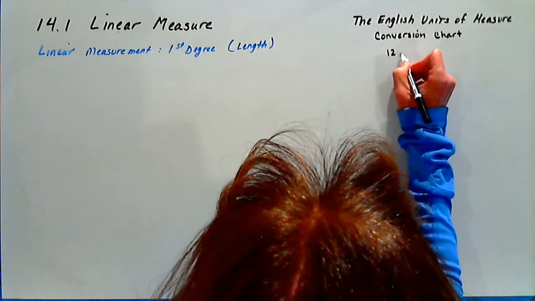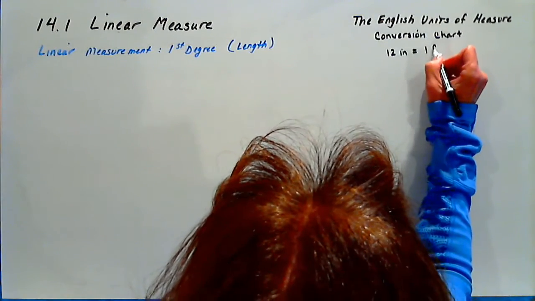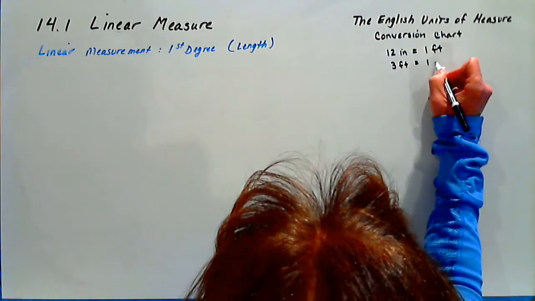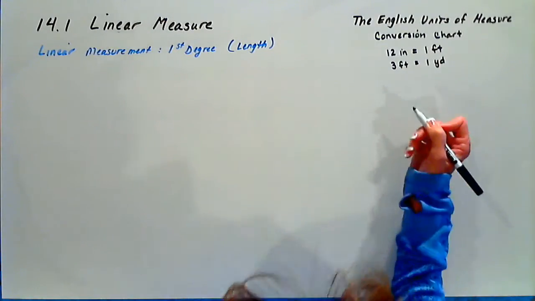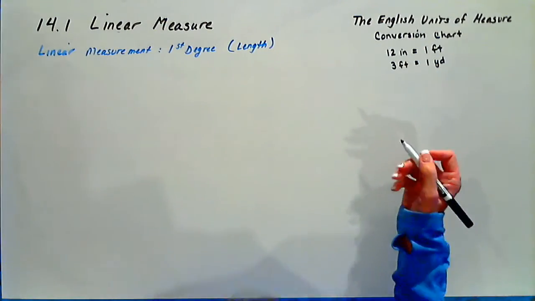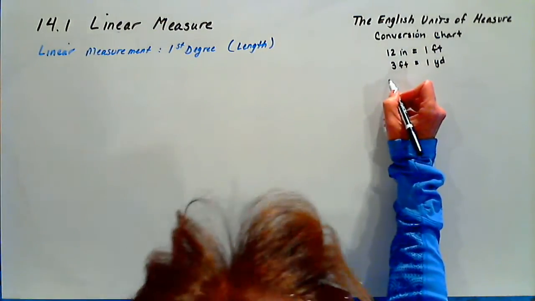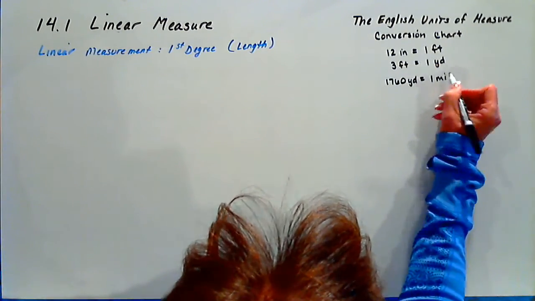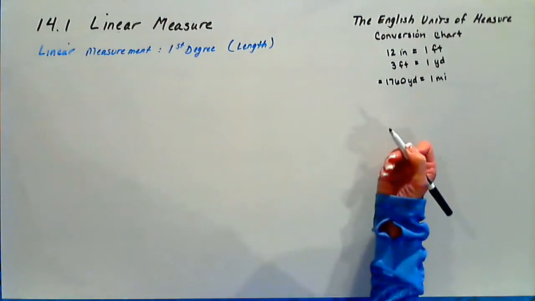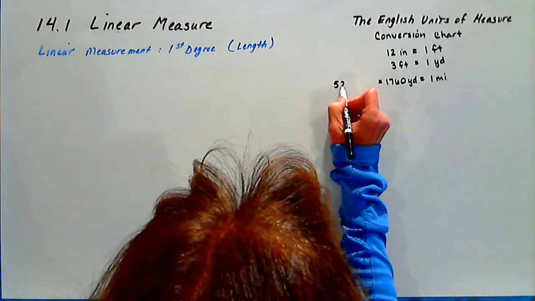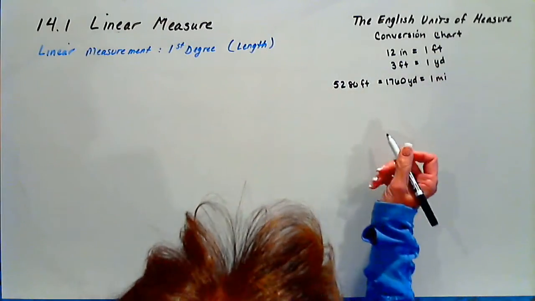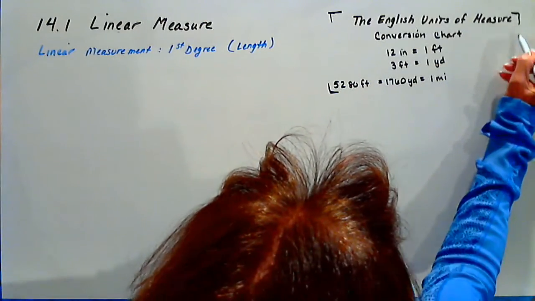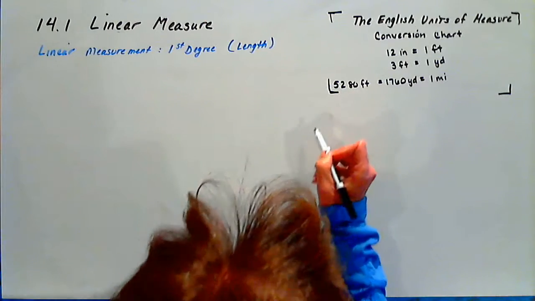So for example, we know in our measurements 12 inches is the same as 1 foot. 3 feet is exactly the same as 1 unit that we call a yard. And then, not sure whether you know how many yards are in a mile, but there are 1,760 yards in 1 mile. Or some people are more familiar with 5,280 feet in a mile. So here are our units of measure for our English system, the system here in the United States.